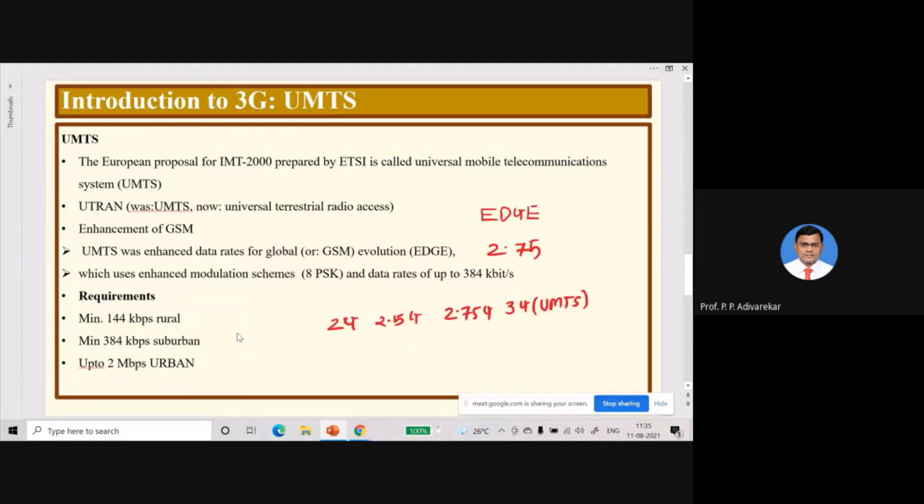So this is H, which is 2.75G. But the details of this generation are not given in your syllabus, so we will not discuss it in detail. But remember, after GPRS, a technology was introduced to increase the data rate supported by GSM, and that was 2.75G, known as EDGE, that is Enhanced Data rate for GSM Evolution.